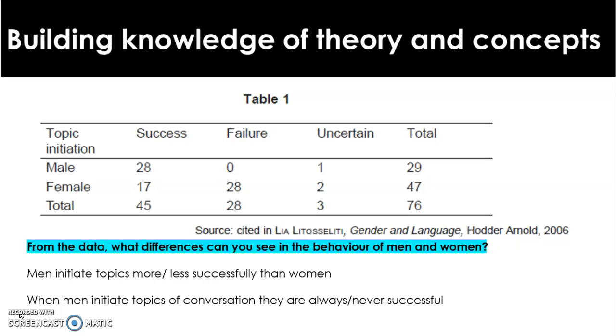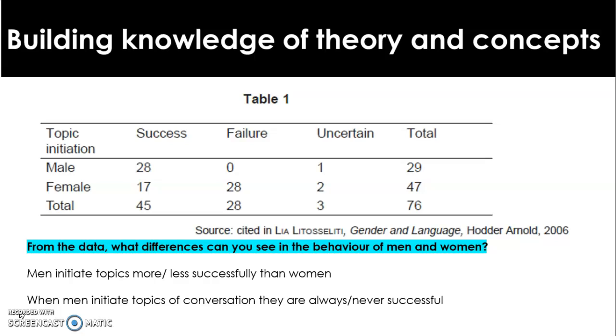Okay, now what other things does this data tell us then? That sadly, women fail more than men at getting people to talk about what they want. That women fail more than men in topic initiation. Because look, there's 28 failures for women and none for men. But at the same time, let's just have a look at this in totals, because don't ignore the totals.